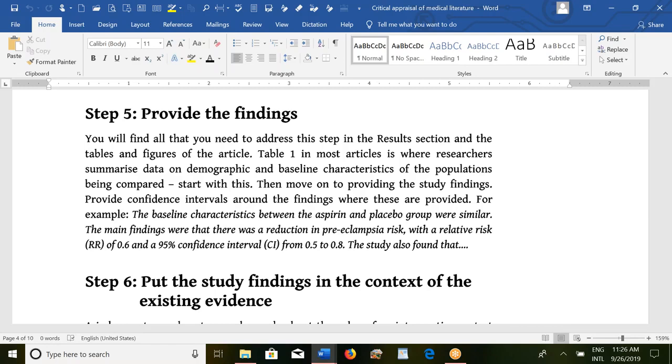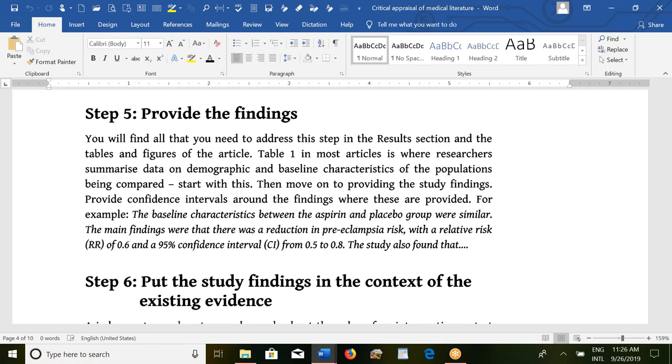of the article, and then you will say that Table 1, in most articles, is where researchers summarize data on demographic and baseline characteristics of the population. They should be compared. So you should start with this, that will define your sample, what was done, what was the age group, what was the parity, and what were the weeks of gestation. Everything will be in the first table.